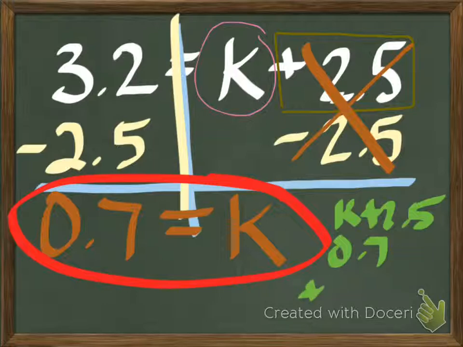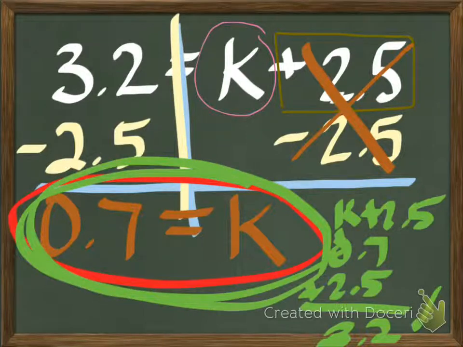Okay, plus 2.5. We've got 12, carry the 1, that's 3, and then our decimal point, 3.2, check mark. And that's how we check our answer. We just plug it into the original equation and then solve, and hopefully we come up with the original answer. But remember that the actual answer is 0.7 is equal to k, or k equals 0.7.